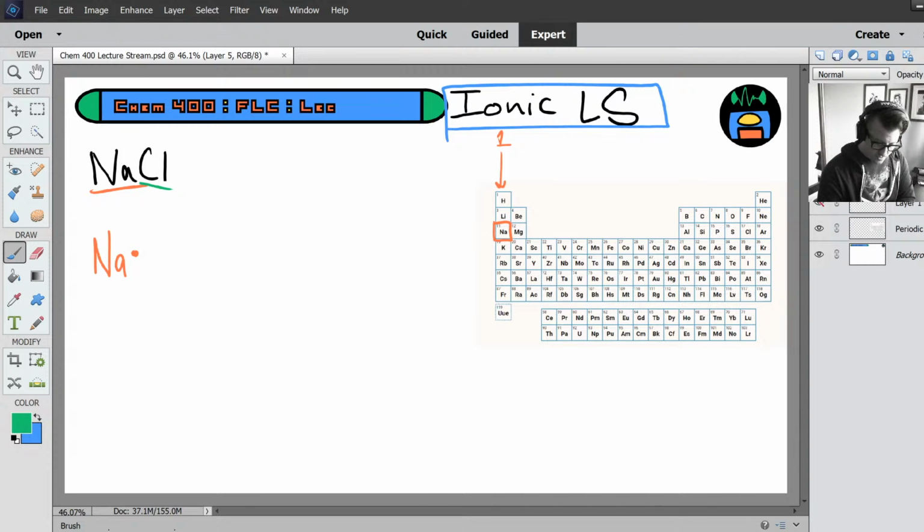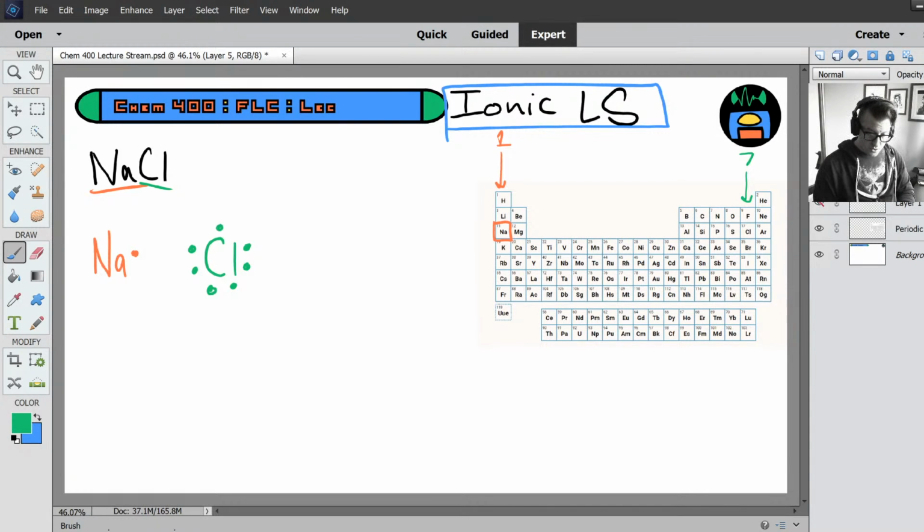chlorine, chlorine is in the 7th column on the periodic table. So that means the Lewis structure for chlorine is 7. 1, 2, 3, 4, 5, 6, 7. So that is the Lewis dot structure for sodium atoms and for chlorine atoms, all right, kind of discretely.